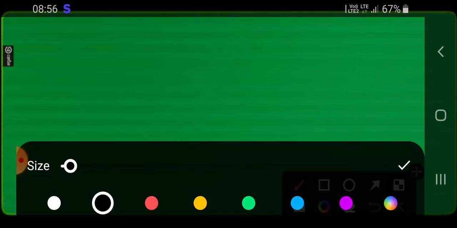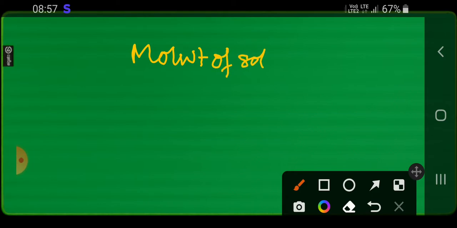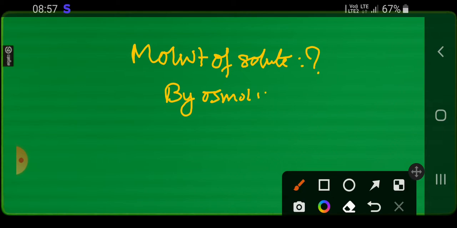Here we are going to find out the molecular weight. Molecular weight of what? Solute. Molecular weight of solute we have to find out. How? By using osmotic pressure. Here we have to find out the molecular weight of solute by using osmotic pressure.